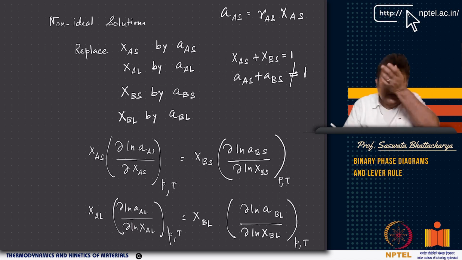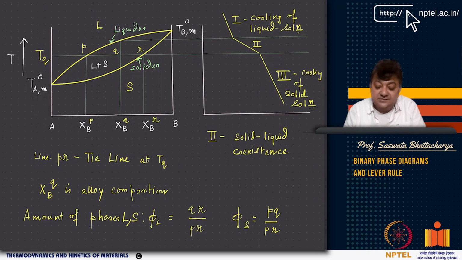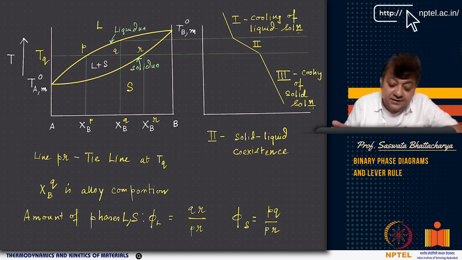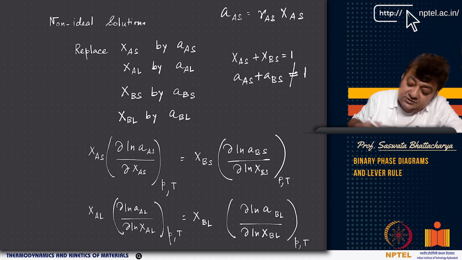As a result, the activities do not sum up to 1. So basically you have two equations, and you cannot directly solve it, right? It's not so easy to solve. That is one thing that you have to remember when you have a non-ideal solution: you have these two equations.